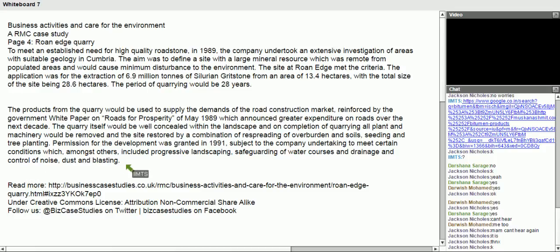So they also keep in mind that the local population is not being affected by controlling the noise, dust and blasting. Like whenever they do blasting, they might be having some kind of setups which control dust production or noise, etc. Fine.